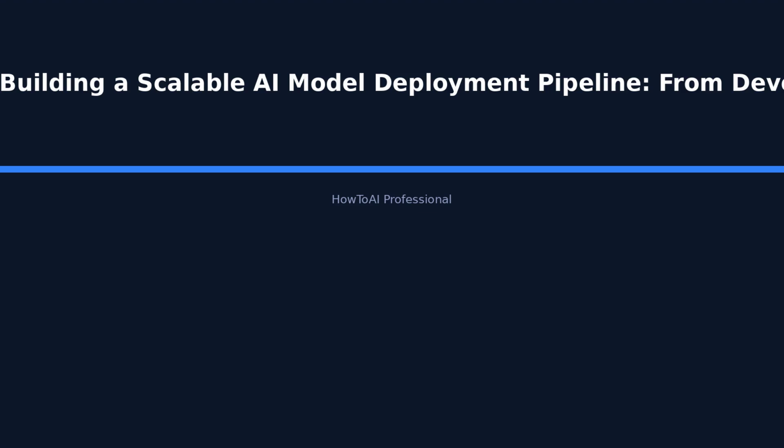Today, we're diving into a topic that has been gaining immense attention in the tech community: building a scalable AI model deployment pipeline, from development to production in 5 steps. If you're interested in understanding how to take your AI models from the development phase all the way to production, stick around because we have a lot to cover.